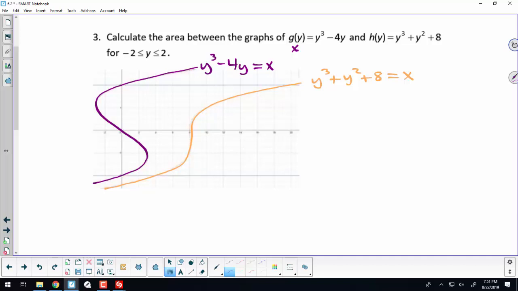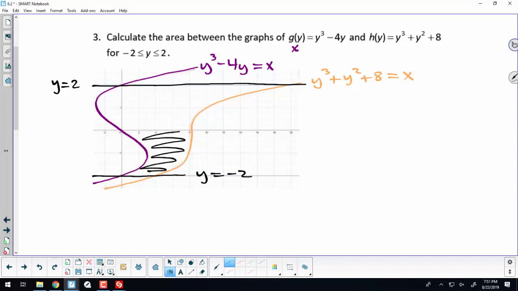Okay, so notice it says find the area of the region bound by not only those two graphs, but it says for y between -2 and +2. So here's our y equals -2, and here's y equals +2. The region we're finding the area of, just think about it, it has to touch all of those things. So we're finding the area of this region right here.